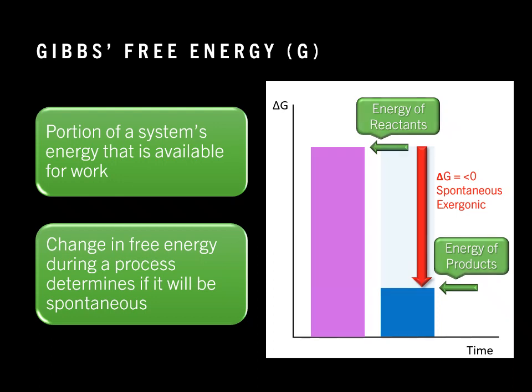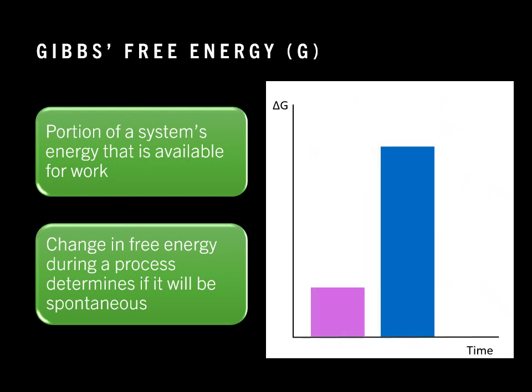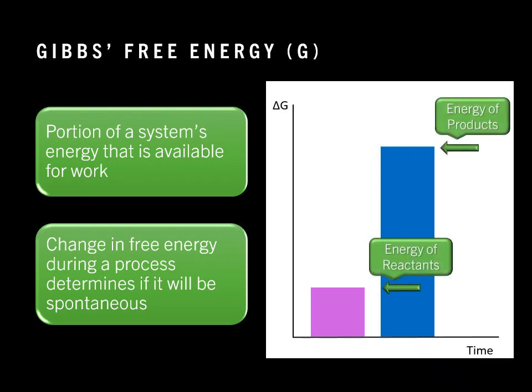Now, let's consider an endergonic reaction. In this case, the amount of energy in the reactants is less than that in the products, meaning we have to add energy in to get the reaction to happen. So in this case, delta G is positive, and so the reaction is not spontaneous.